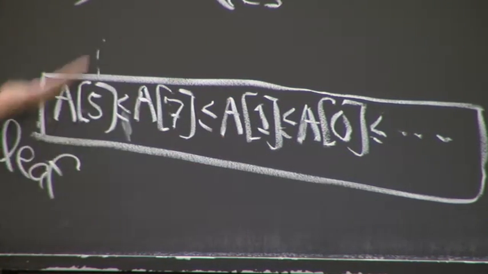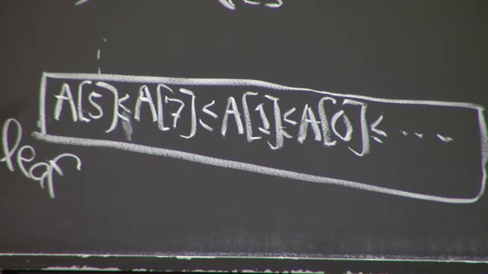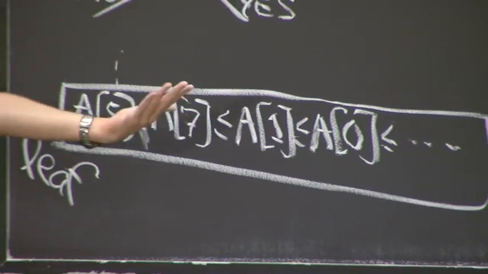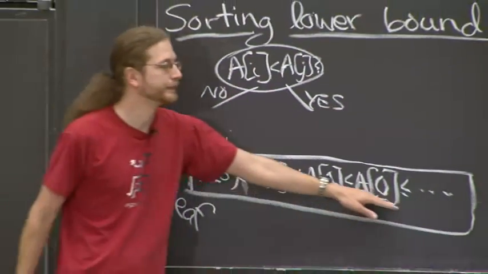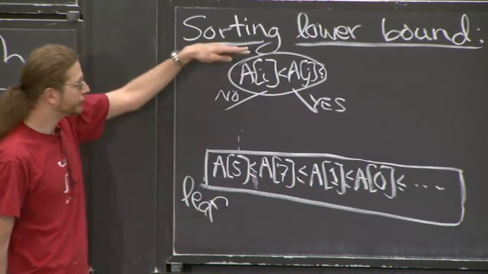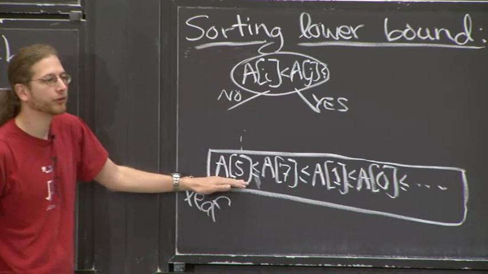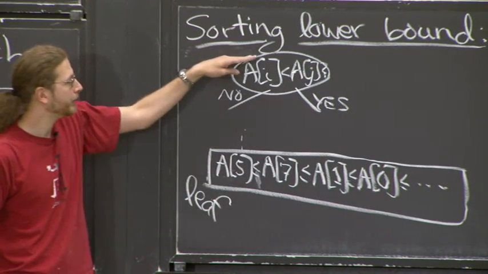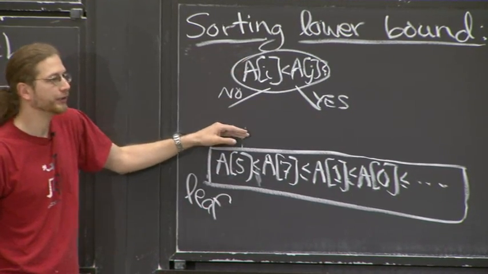We're not charging for this. We're only charging for comparisons. Maybe you've done swaps, but in the end, you know what the final order is, and so you just write it down. Your goal is to make enough comparisons that you figure out what the sorted order is. We claim the number of comparisons here has to be at least n log n.